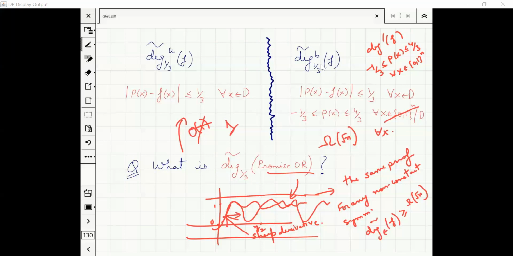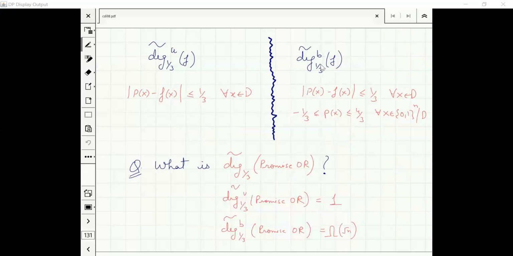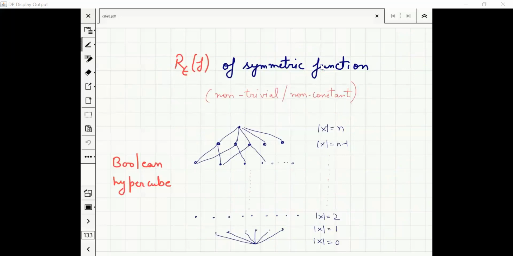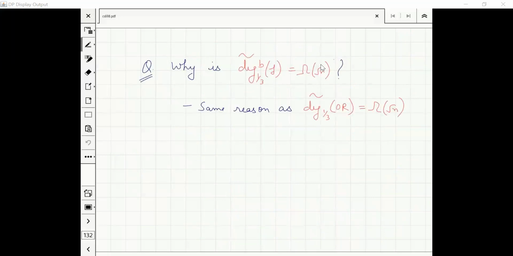Okay, should we move forward? Confusions? If there are no confusions, then I will return to randomized query complexity.